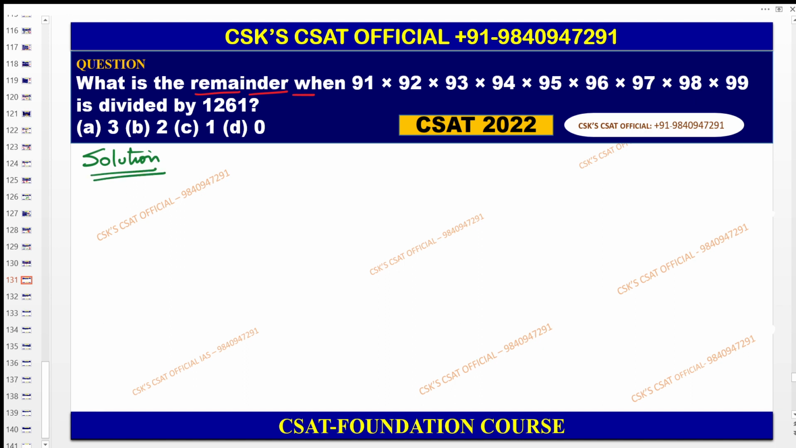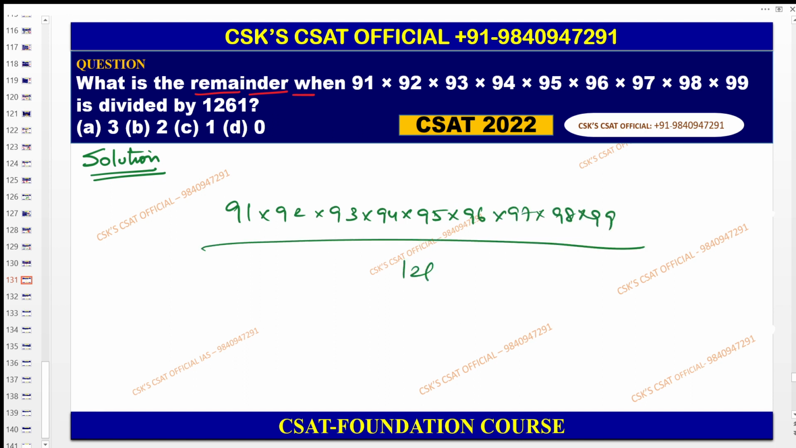Now this is also very important. What is the remainder when 91 into 92 into 93 into 94 into 95, 96, 97, 98, 99 is divisible by 1261? So before 2022, UPSC having provided this kind of 2-digit divisor. They have provided 100 like that they used to provide. So in 2022, they have newly used this kind of 4-digit divisor, right? Then what will you do here?